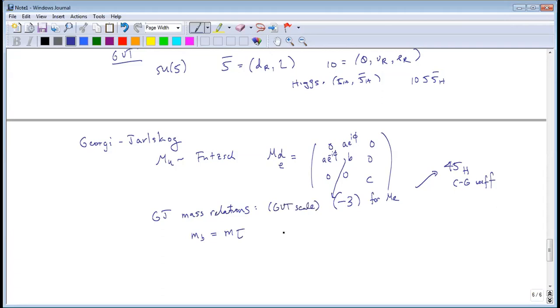Works reasonably well, but it's basically a disaster for the other 2 generations. What works better are the following relations. And those factors of 3 that come in are actually related to RG evolution and QCD factors because of having 3 quarks, okay? So basically, what they realized was that the sort of standard GUT Yukawa unification, as I said, is okay for the third family.